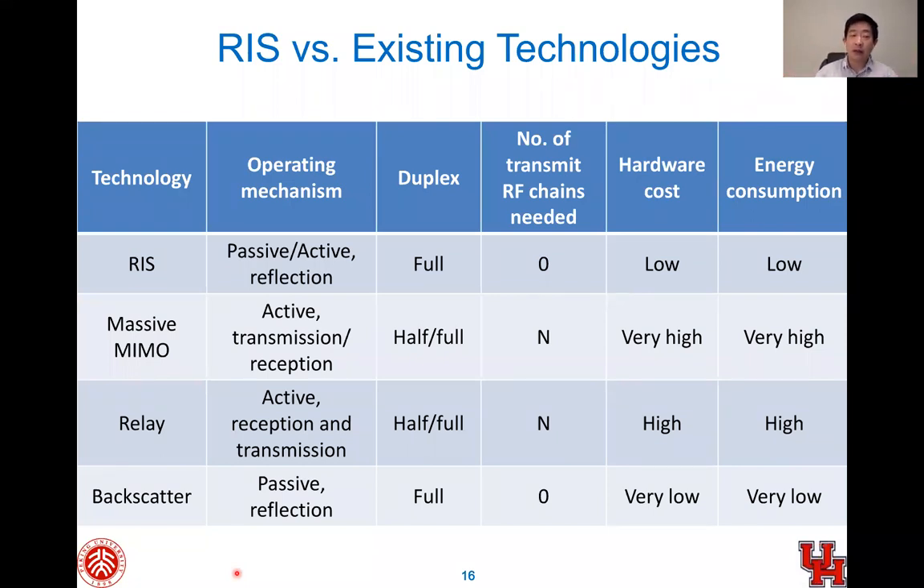Also, RIS has many of these backscatter-like on and off components, so that it can tailor the beamforming into the desired direction. So this is a major difference.